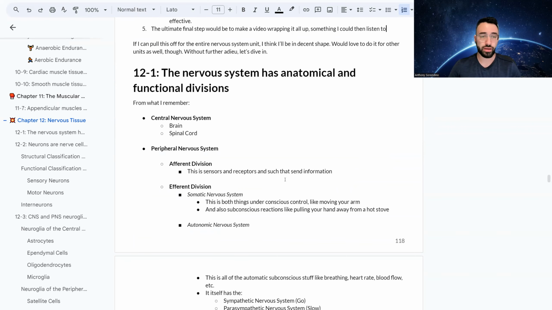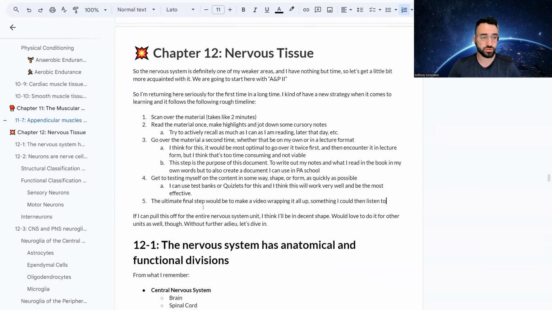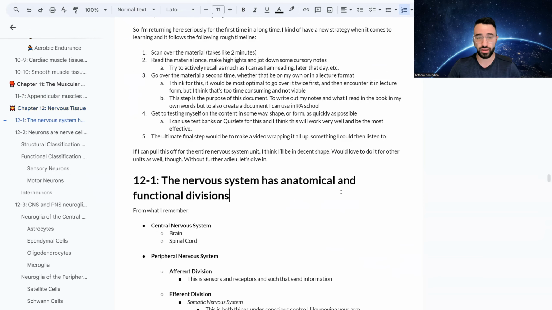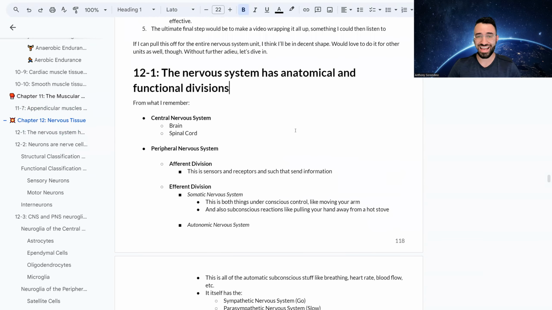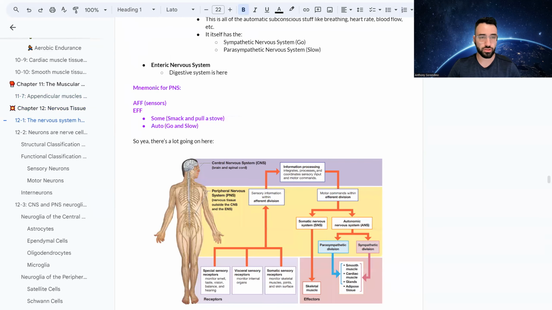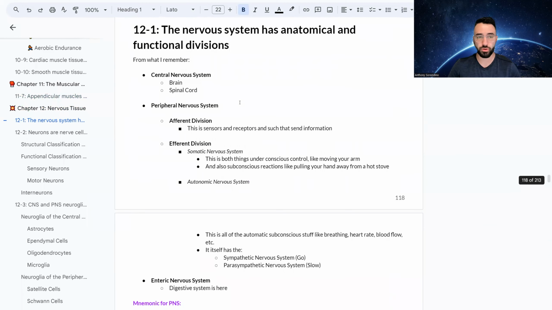So, all right, without further ado, we're going to dive right into it. This is the first of, I think, 5 or 6 chapters on the nervous system, and this is chapter 12, nervous tissue. Okay. So the nervous system has anatomical and functional divisions.